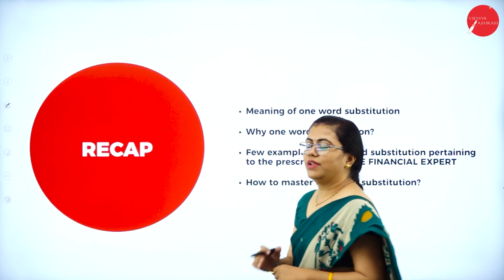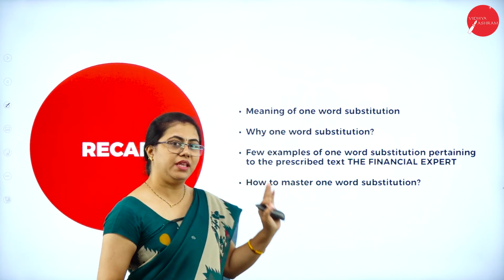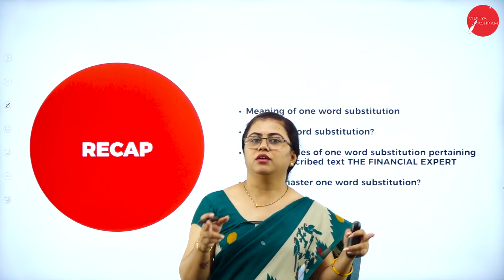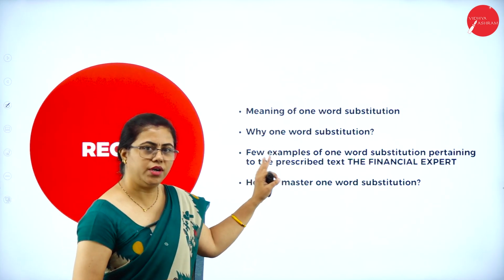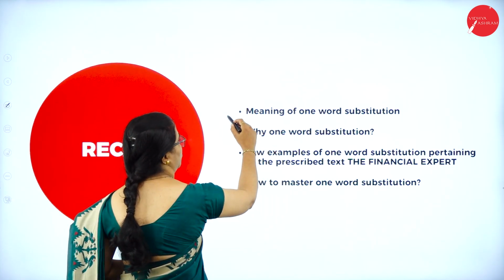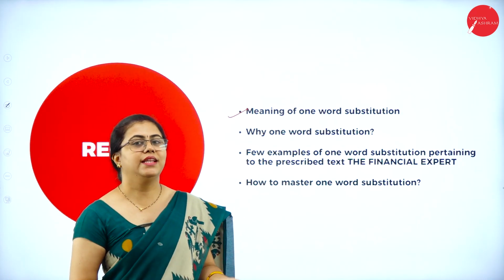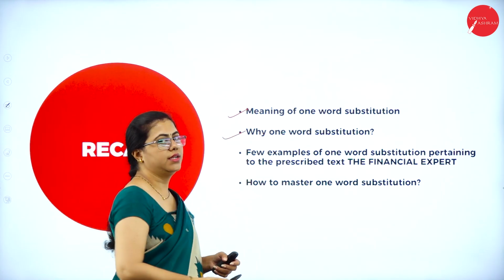Fine. So what did we learn in today's session? We'll just have a recap. We learned the meaning of one word substitution. You just replace a phrase or a group of words in a sentence with one word. That is called a one word substitution. Why should we use one word substitution? In order to make our language clear and easily understandable. That is the reason we use this one word substitution.